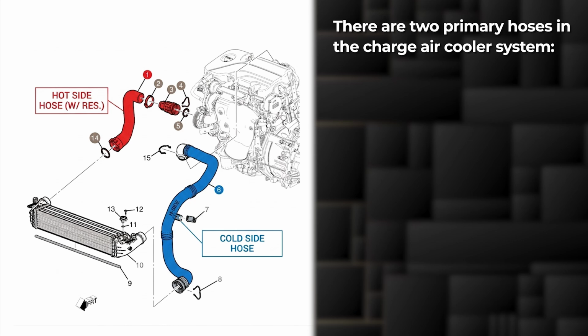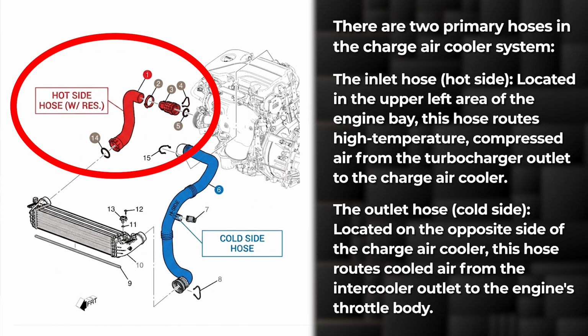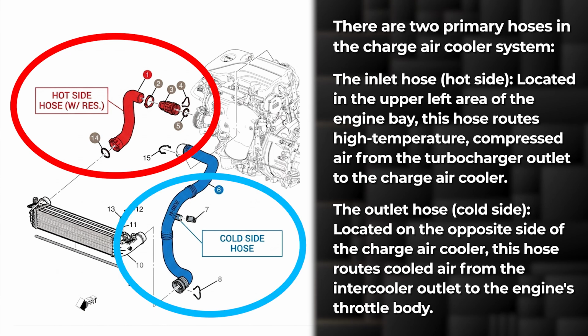There are 2 primary hoses in the charge air cooler system. The inlet hose, which is the hot side, is located in the upper left area of the engine bay. This hose routes high temperature, compressed air from the turbocharger outlet to the charge air cooler. The outlet hose, which is the cold side, is located on the opposite side of the charge air cooler. This hose routes cooled air from the intercooler outlet to the engine's throttle body.